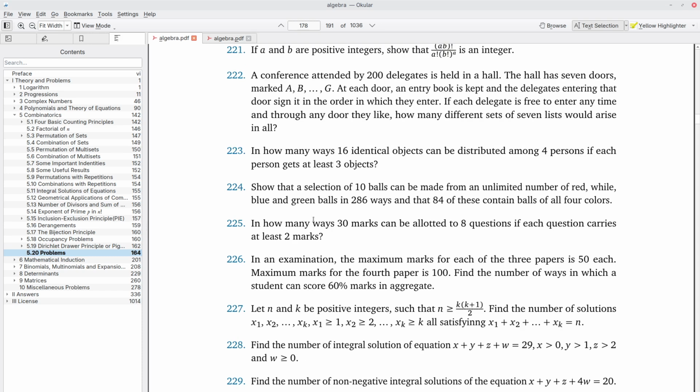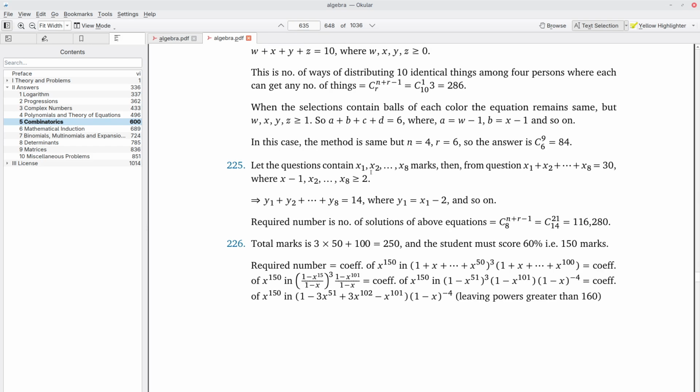Question 225 says: in how many ways can 30 marks be allotted to 8 questions if each question carries at least 2 marks? So we let the marks be x1 through x8. Then from the question, x1 + x2 + through x8 is equal to 30. Now this is x1, not x minus 1. So x1 through x8 are greater than or equal to 2.